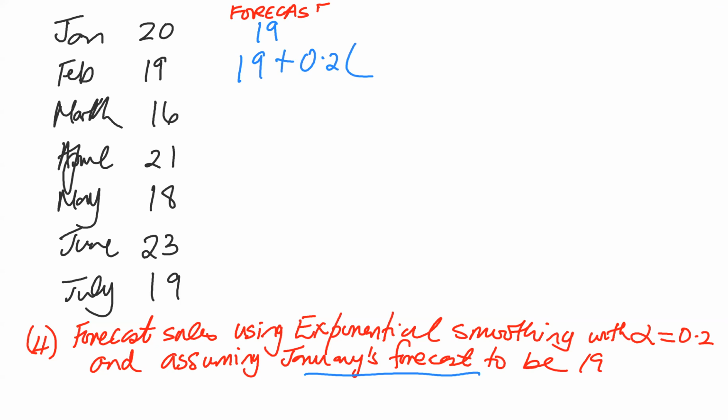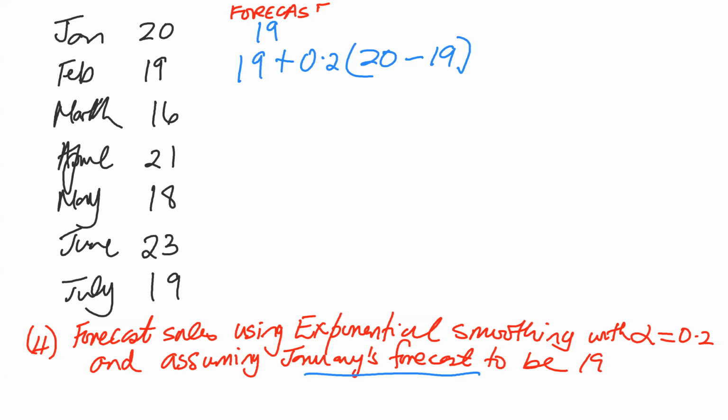So the actual immediate observation is 20 minus your forecast, which is 19. So you work the bracket first. Remember your PEMDAS or your BOMDAS: brackets, multiplication, addition, and so on and so forth, right?